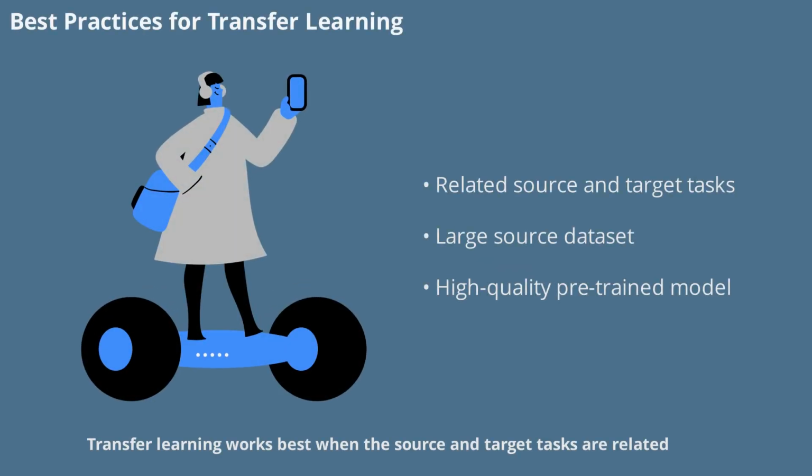Transfer learning works best when the source and target tasks are related, the source dataset is larger than the target dataset, and the pre-trained model is high quality. It's also ideal when computational resources are limited. Following these best practices ensures that you get the most out of transfer learning, achieving strong results with less effort.